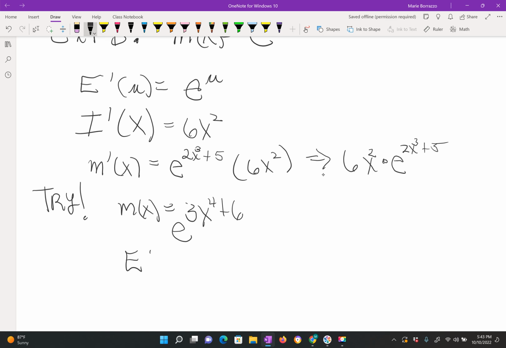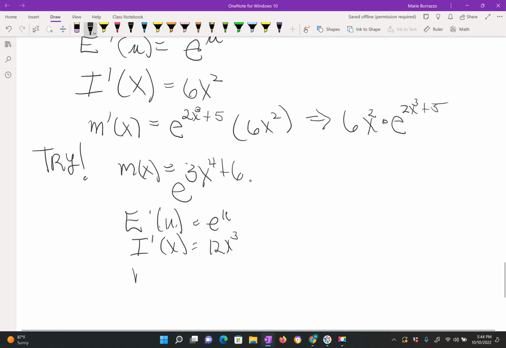So what's my e prime u? E to the u. What's my I prime of x? 12x cubed. Okay, and then what's my m prime of x? What is that going to be? E raised to the 3x to the 4th plus 6.